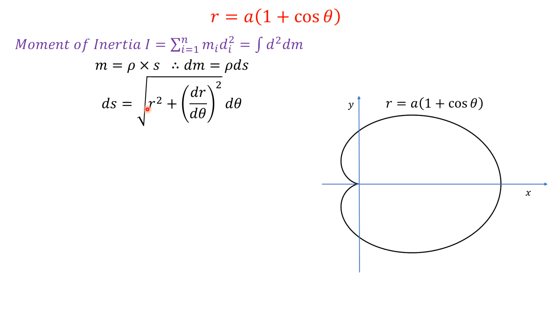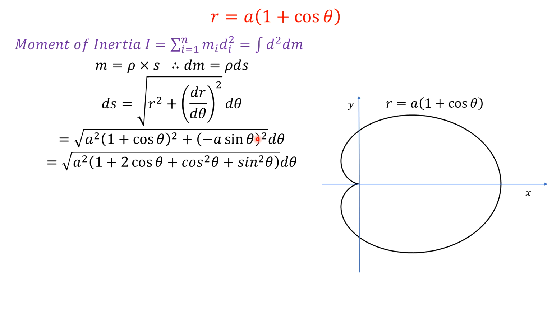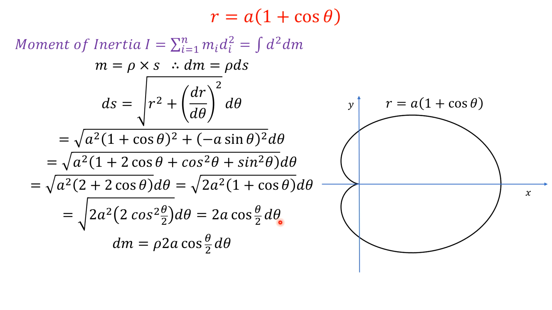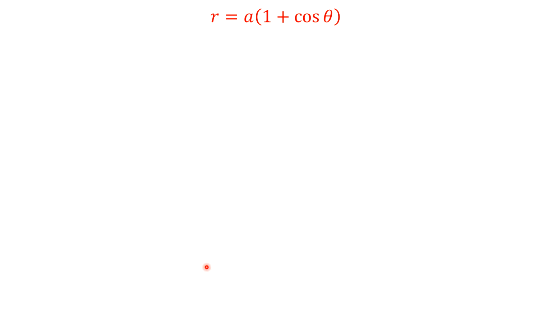r is a(1 + cos θ) and dr/dθ is −a sin θ. After solving this, we will get ds as 2a cos(θ/2) dθ. So dm will be ρ 2a cos(θ/2) dθ, and therefore I is the integration of d² ρ 2a cos(θ/2) dθ. As nothing is mentioned about density, we will assume that the density, that is ρ, is constant.